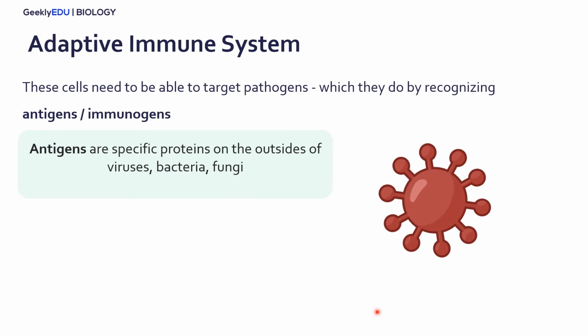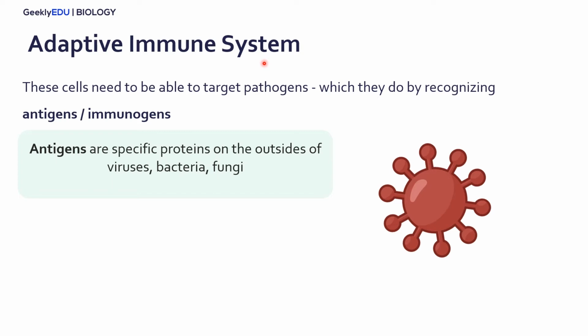Specifically in this video, we are going to be talking about the adaptive immune system. If you want to learn more about the difference between the innate and adaptive immune system, you can find the video called Elements of Immunology. But today we're going to talk about specifically antigens and antibodies within the adaptive immune system.